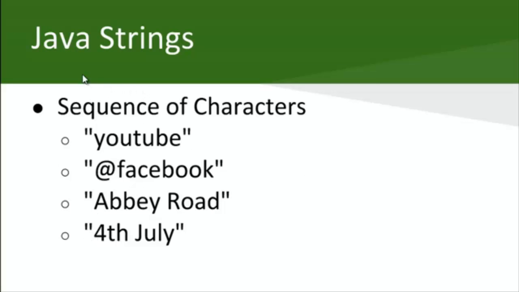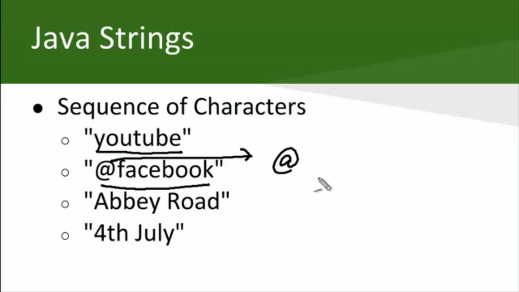So let us start with string. A string is basically a sequence of characters. So YouTube can be a string, @Facebook can be a string. Just notice there that @ here is a special character. So a string can consist of special characters. Then consider this sequence of characters, this has a space. So a space is also a character basically.